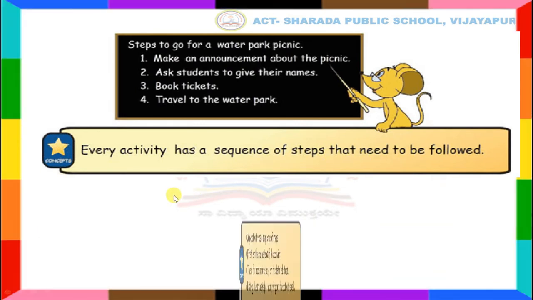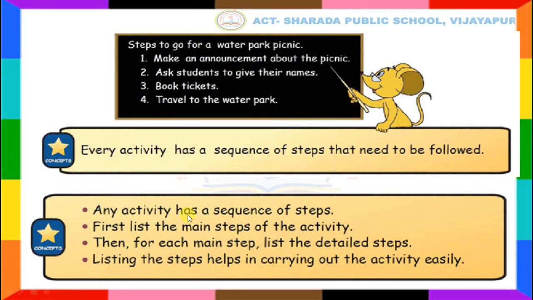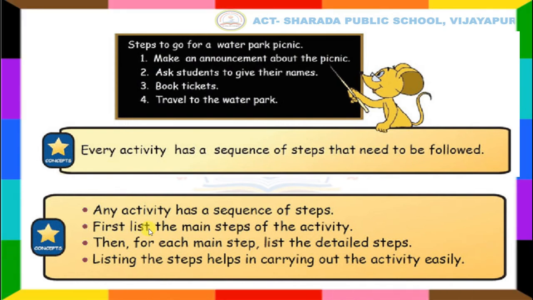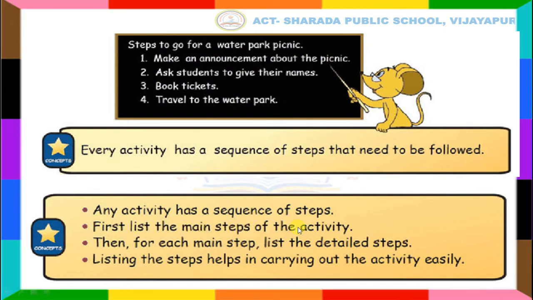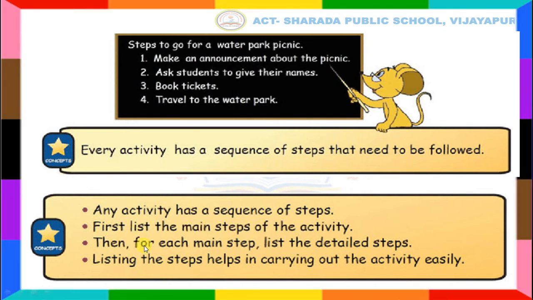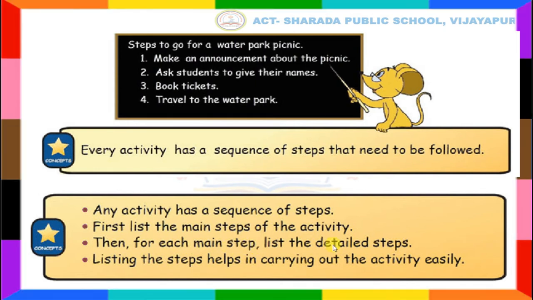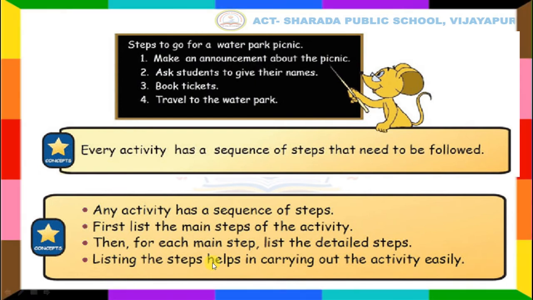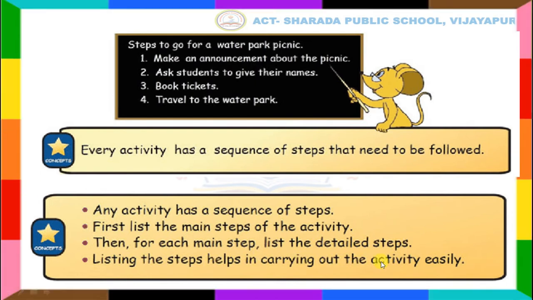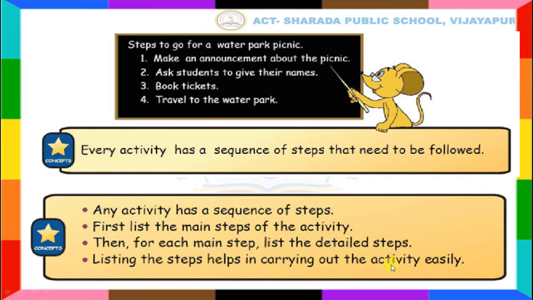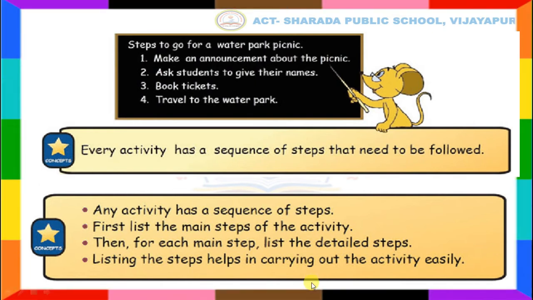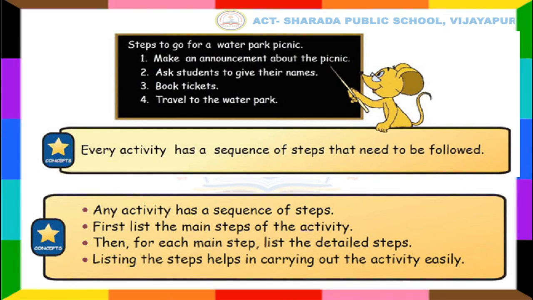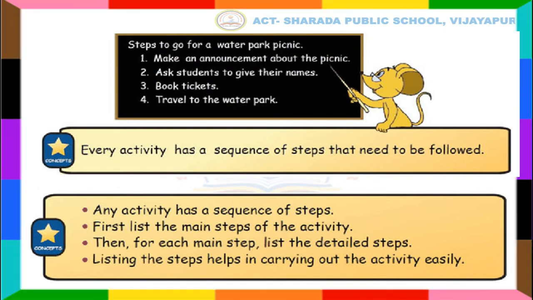Some concepts are: any activity has a sequence of steps. First, list the main steps of the activity. Then, for each main step, list the detailed steps. Listing the steps helps in carrying out the activity easily. In the same way, a computer cannot think on its own. It can only work using step-by-step instructions from us.